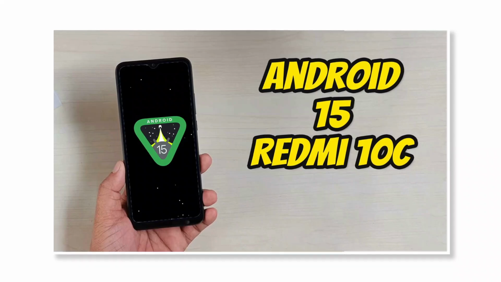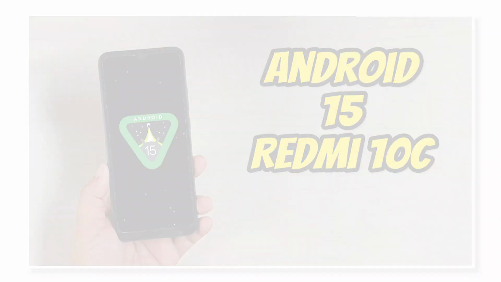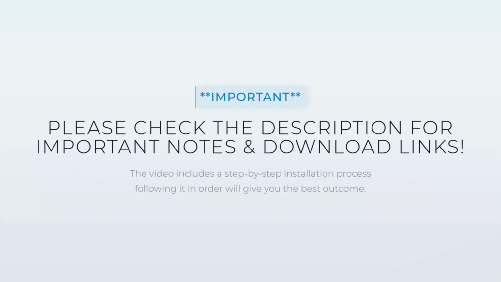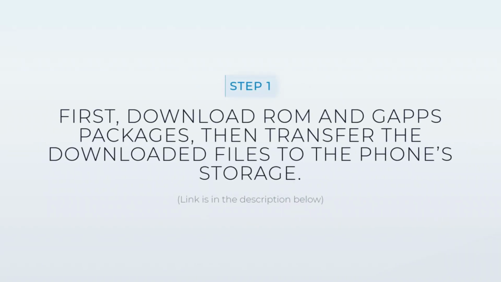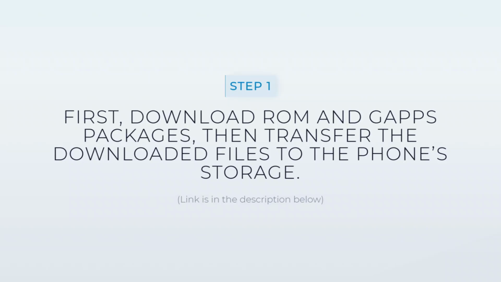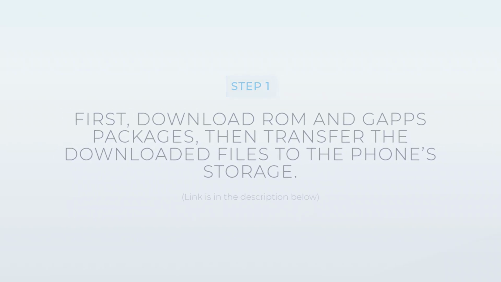Install Android 15 on Redmi 10C via LineageOS 22. Please check the description for important notes and download links. First, download ROM and GApps packages, then transfer the downloaded files to the phone's storage.